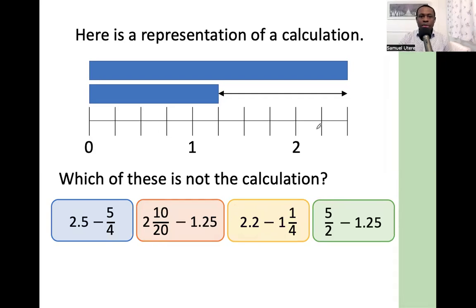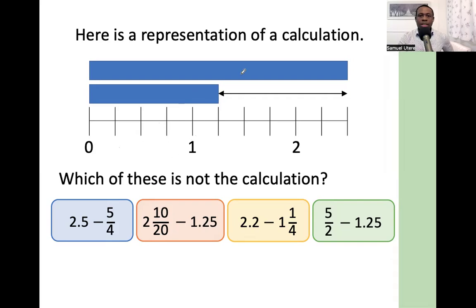Now, first, we need to know what each interval is worth. So we know from 0 to 1, the difference is 1. And then we have 1, 2, 3, 4. Now, if we divide 1 by 4, it means each of these is a quarter. All right? So a quarter, 2 quarters, 3 quarters, and then 1, 4 quarters.